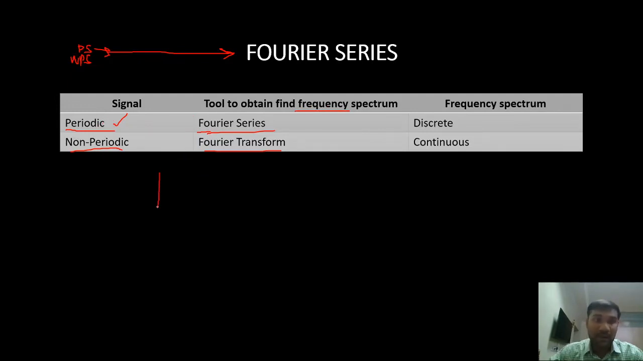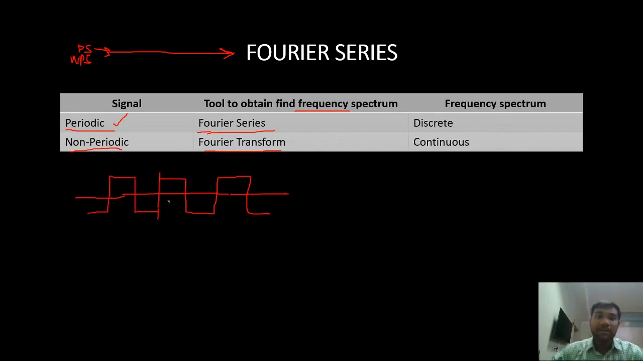So if this is my periodic signal, it extends on both sides of the y-axis. Looking at this, I cannot say what frequencies are available in my time domain signal. This is my x of t, from 0 to T. Looking at this, I cannot directly say what frequencies are included in my time domain signal.